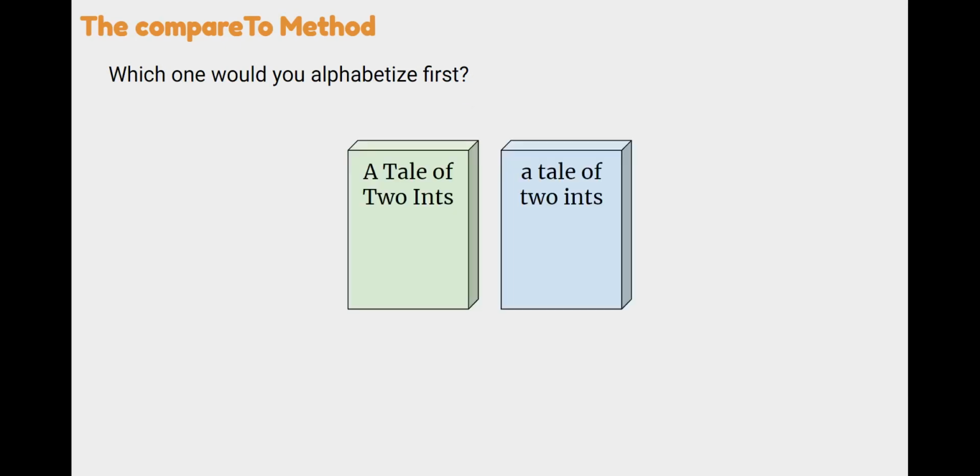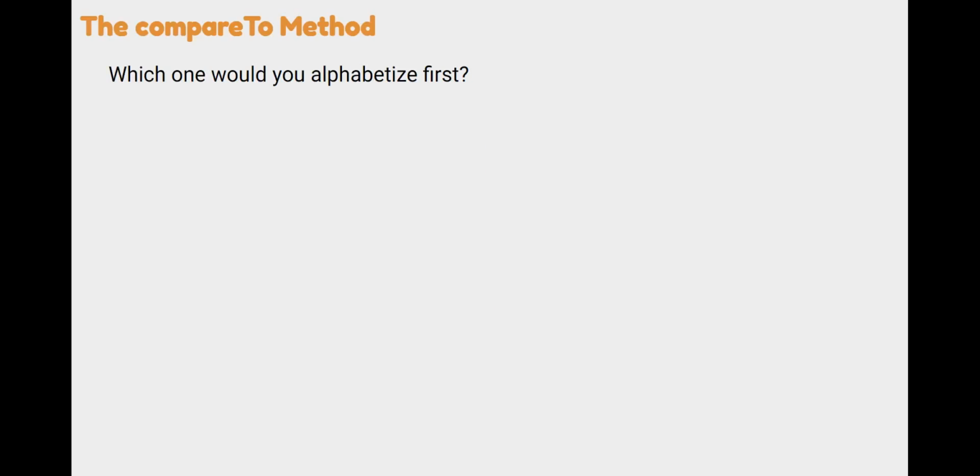What if you had these two books, A Tale of Two Ints and A Tale of Two Ints? One where all of the words are capitalized and one where all the words are lowercase. Which one would you put first on your bookshelf?